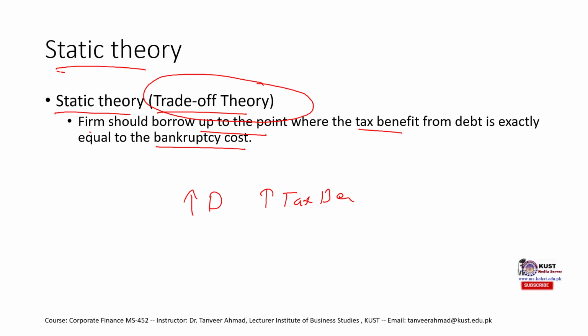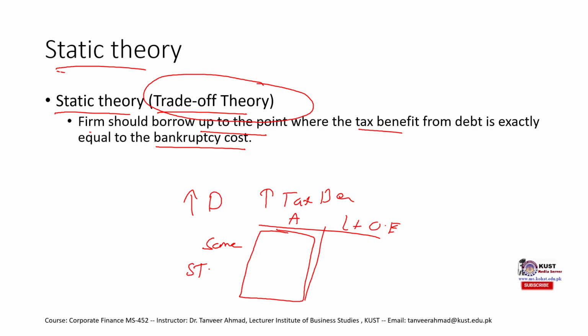It's also called static theory for a reason, because we know that in balance sheets we have the asset side and the liability plus owner equity side, and we keep on assuming that the asset side would remain the same, or static. We are only concerned with the other side of the balance sheet. So that's why it's called static theory.